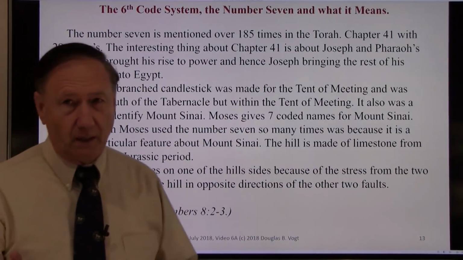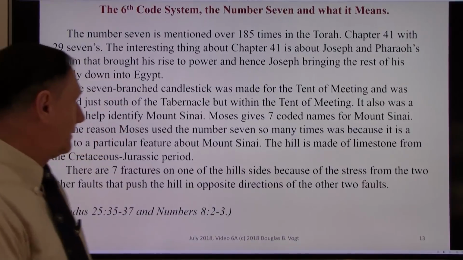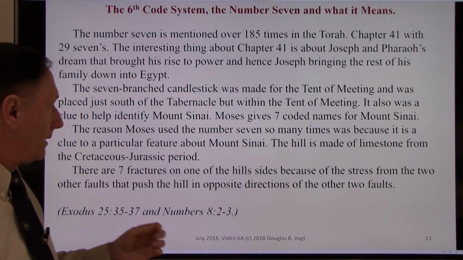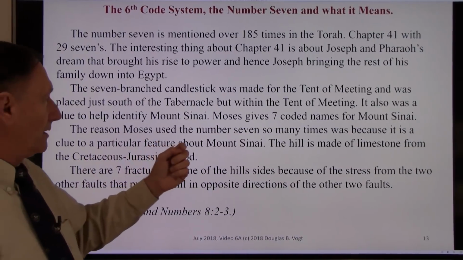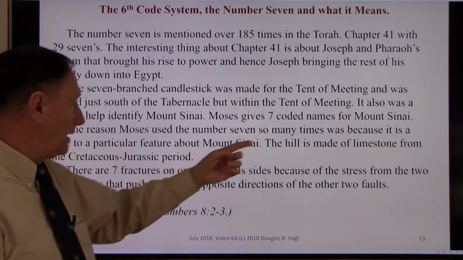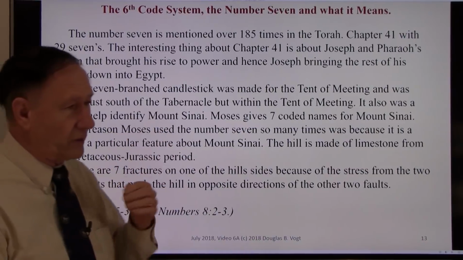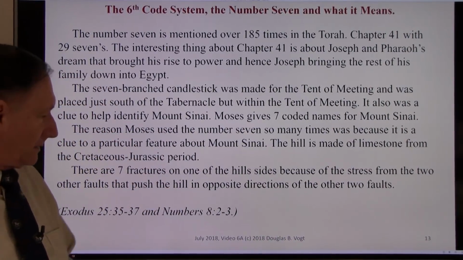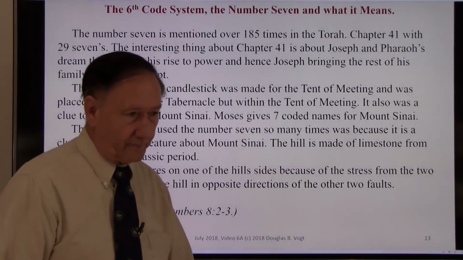So this is what's special about it. You can see the candlestick has 7 branches. We have 7 days to the week. Moses has 7 names for Mount Sinai. I mean, it gets repeated over and over again. It's all explained in the book. But this is what's special about Mount Sinai.